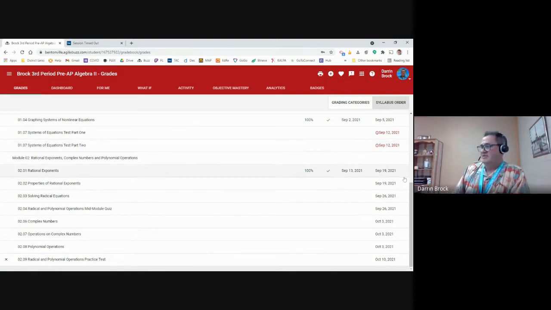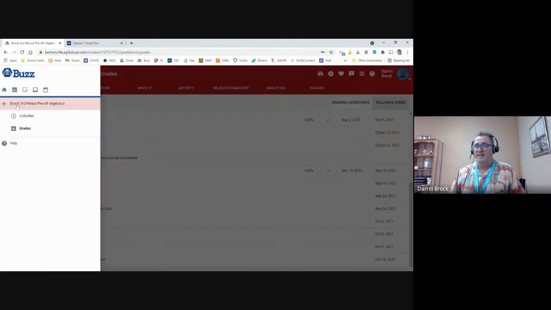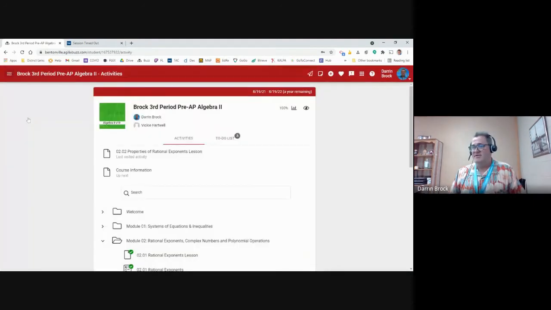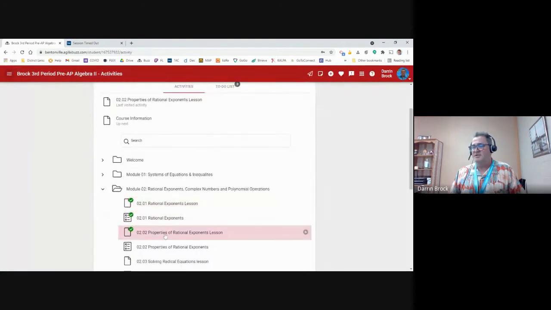But this week we have 2.01, 2.02, rational exponents and properties of rational exponents. So next week we've got module 2, and then module 3 the week after that. So there are opportunities to work ahead if you want to, because I've already got them open with dates due. So it is there for you. But looking at this week, 2.01, rational exponents and properties of rational exponents.